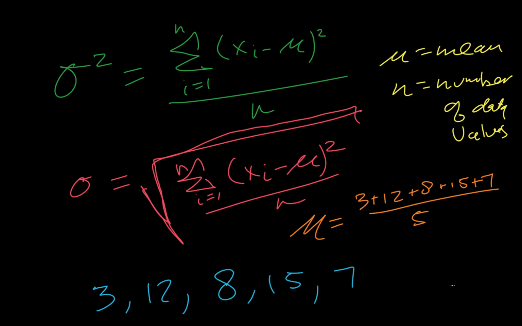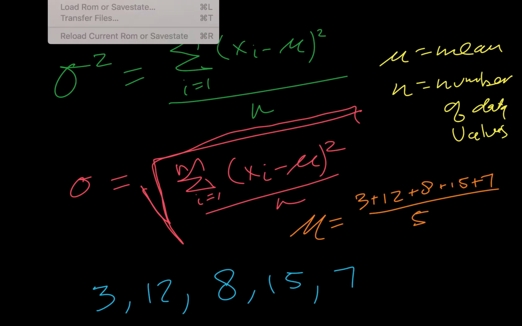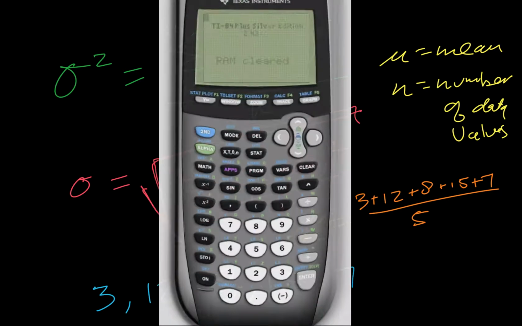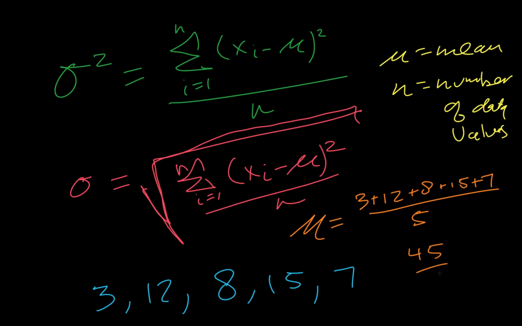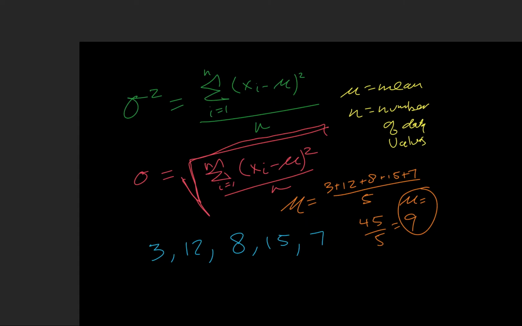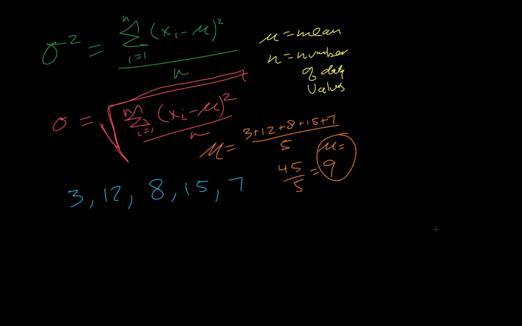Let's just do that on a calculator. So 3 plus 12 plus 8 plus 15 plus 7. So we get 45 over 5, which is going to be 9. Now, that's our mu. So in either of these equations, wherever we see mu, we're going to use 9.